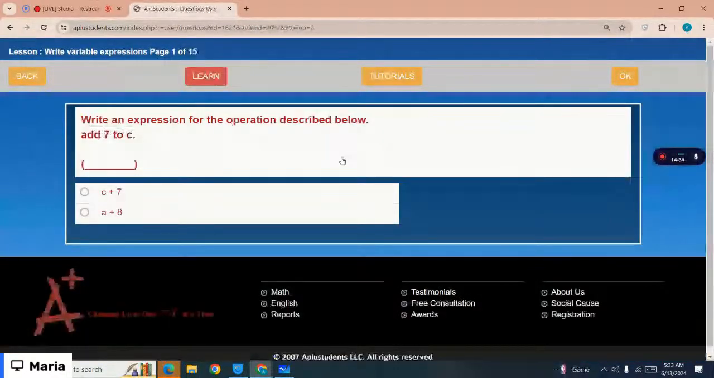Write an expression for the operation described below. Add 7 to C. The operation is described in sentence form, right? You have to write it down using the mathematical operation. So add means you need to use the sign to add. That would be C plus 7. Option number 1 is the correct option, right?